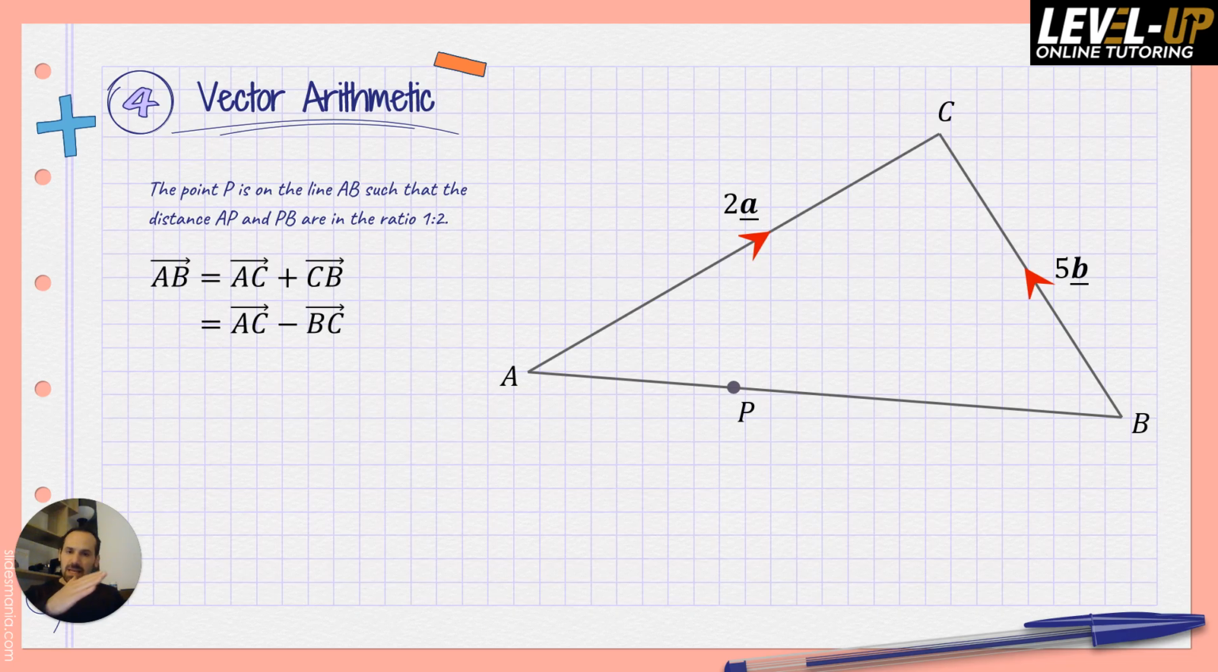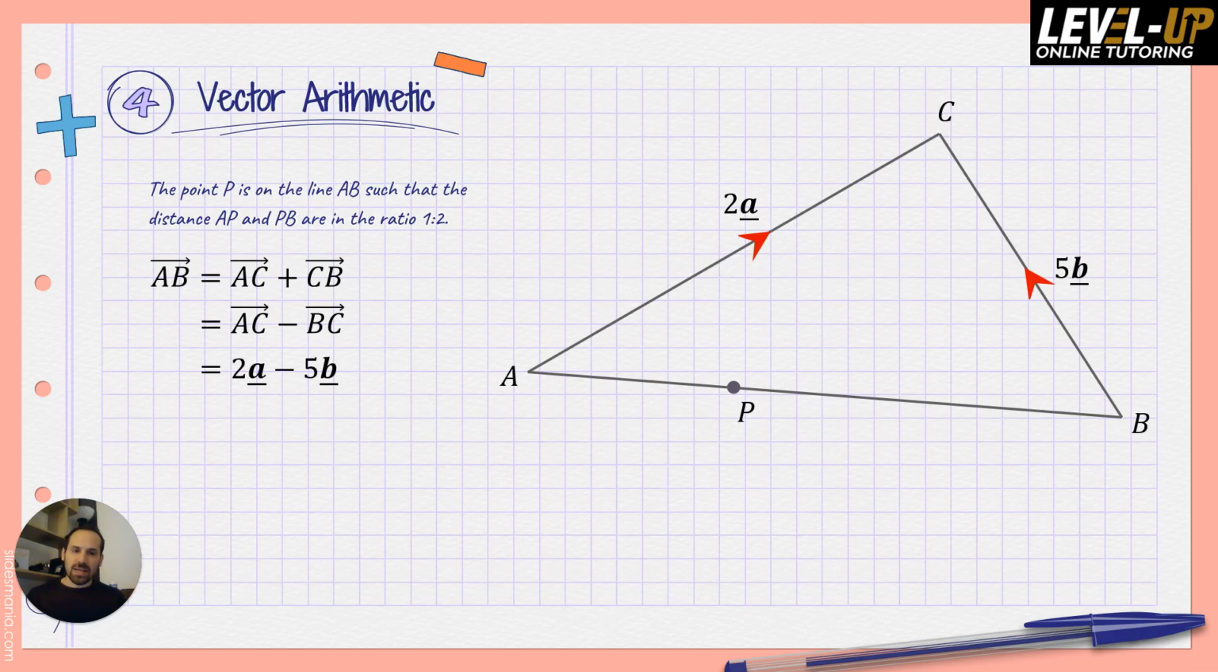When we've got these vectors, they're not just distances, they're distances with a direction. So 2a is specifically the vector from A to C. C to A is going to be minus 2a. And same thing on the BC line. We've got B to C is the vector 5b. C to B is going to be minus 5b.